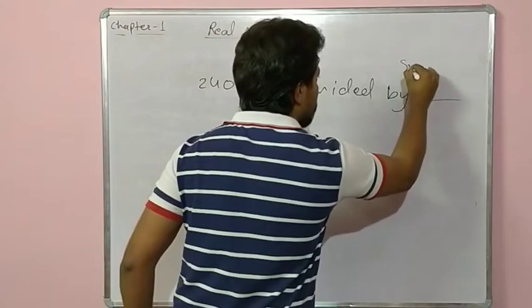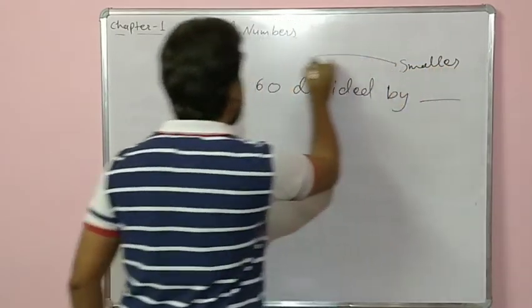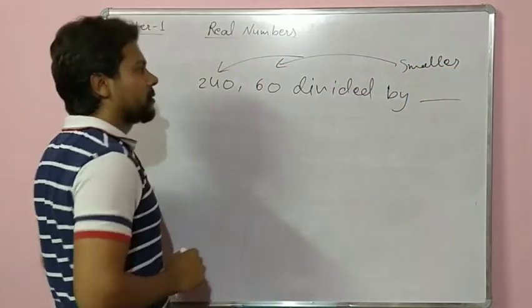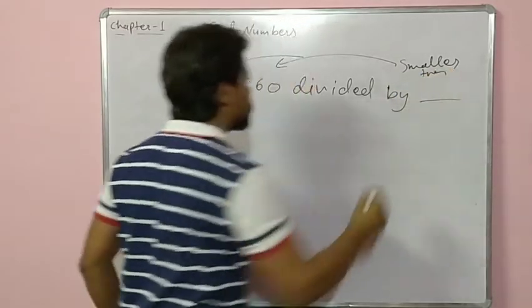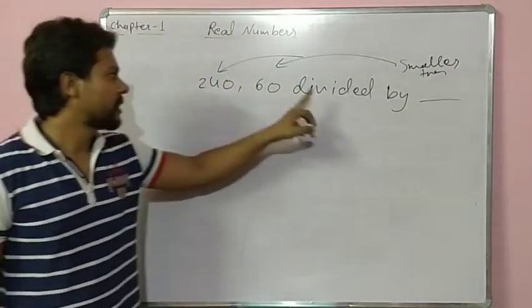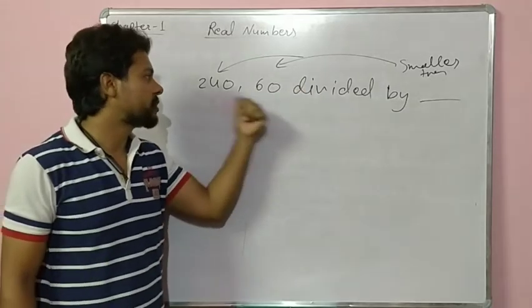Okay, it should be smaller than these 2. If it is dividing these two, then the number must be smaller than these two.